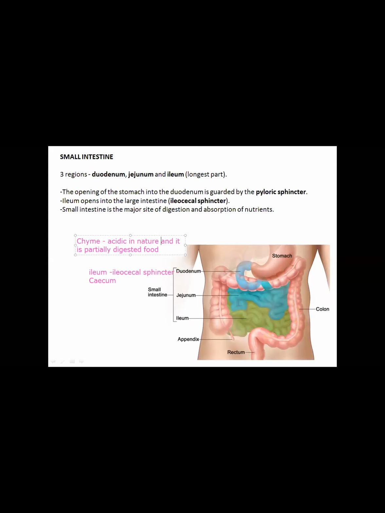Yes, so bolus is being converted into chyme in the stomach region. As soon as pepsin enzyme acts on it in the stomach, the protein part is converted into peptides, and it is now partially digested. Now it can be called chyme. So whenever the food enters the small intestine after the action of pepsin enzyme, the food is known as chyme.